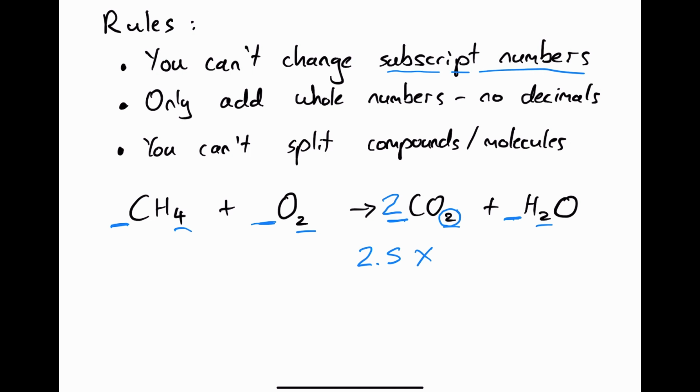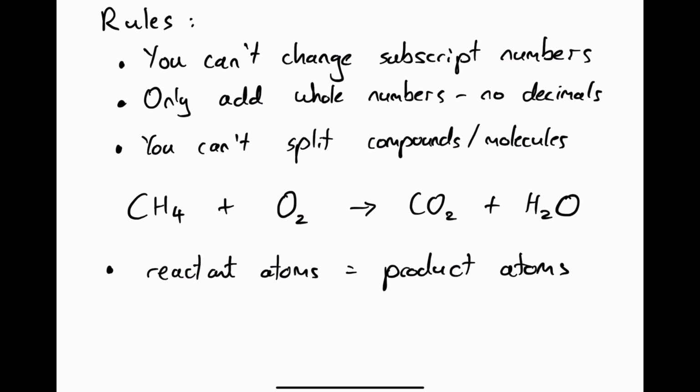And then you can't split compounds or molecules. This is something I've seen students do many times, is split a chemical formula into 2 parts and then add a whole number between them. This is wrong. You can't do that. And then the final rule is that the number of reactant atoms has to equal the number of product atoms. So if we have 1 carbon atom on the reactant side of the equation, there has to be 1 atom of carbon on the product side of the equation.